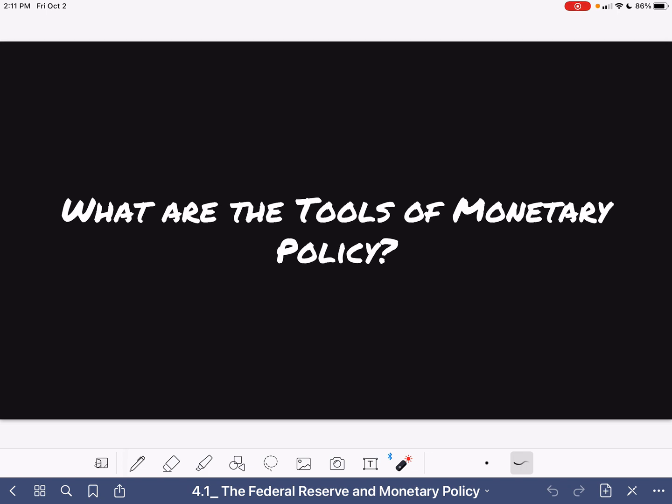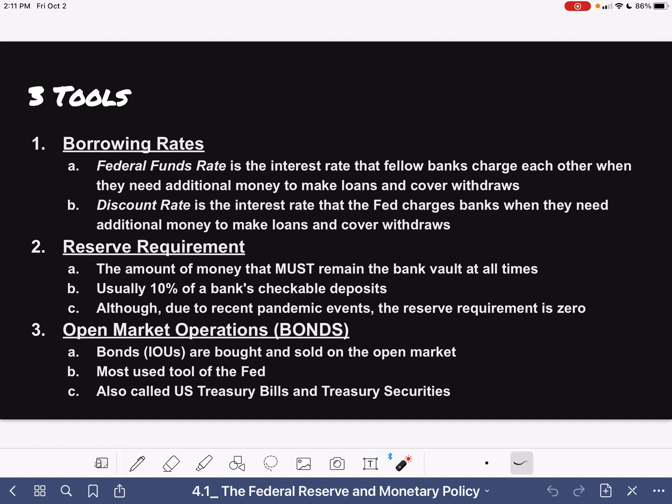So there are three tools of monetary policy. The first is borrowing rates. So the Federal Reserve Bank can change the interest rate that banks receive when they take out loans. So the federal funds rate is the interest rate that fellow banks charge each other when they need to take out additional money to make loans or cover a withdrawal from their bank.